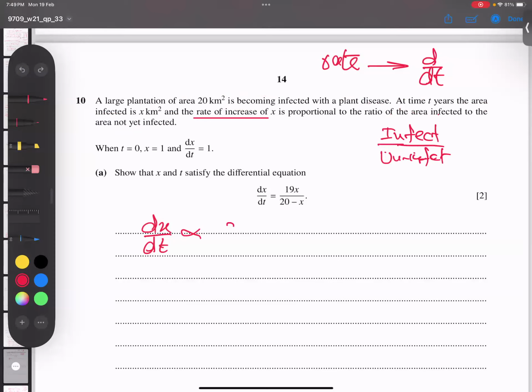We know X is the infected area. So what is uninfected? Naturally we subtract from 20, because the total is 20. So this becomes 20 minus X. How do I know? We get a hint from the question, and also common sense: 20 is the total area. If one is infected, what is left? 19. If two are infected, 20 minus 2, 18. So from the total we have to subtract; the remaining is called the uninfected area. That is why if X is infected, 20 minus X remains. I believe you got it.